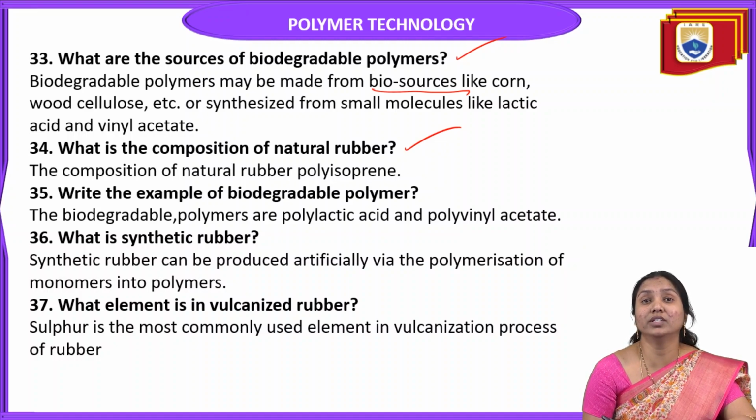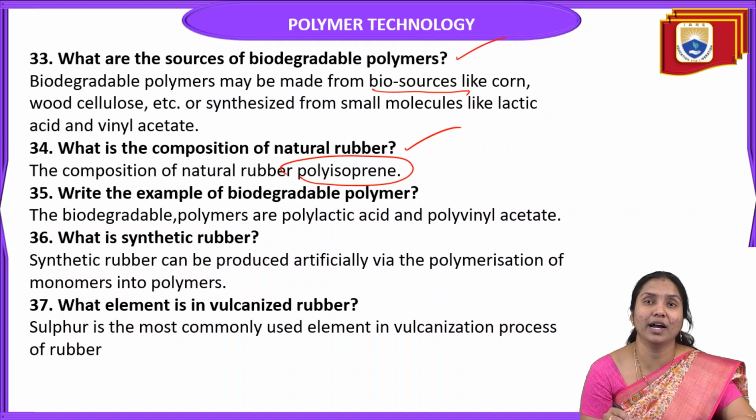And next question is, what is the composition of natural rubber? So the composition of natural rubber is polyisoprene. So already we know that when we cut the rubber tree, it produces milky white fluid that is called latex. So it contains the basic unit isoprene. So this isoprene undergoes polymerization and forms polyisoprene. So the composition of natural rubber is polyisoprene.